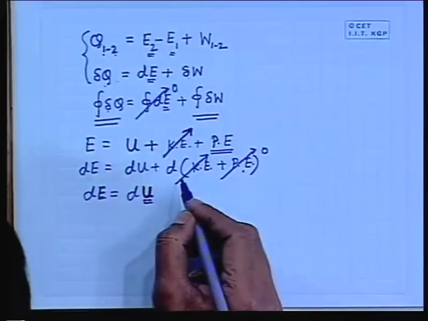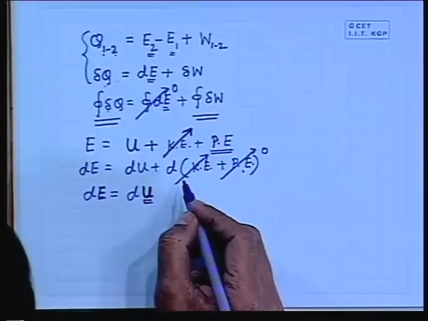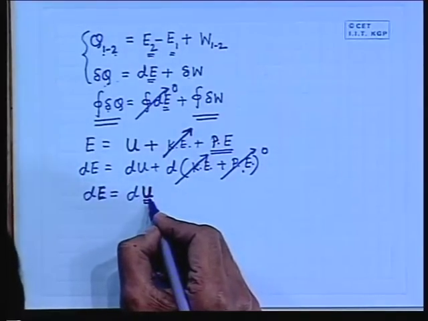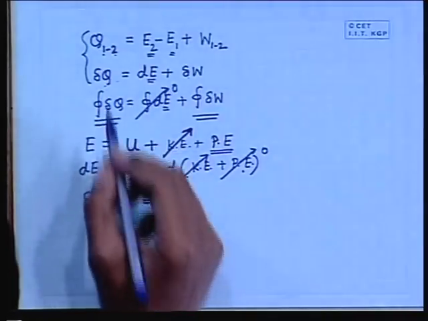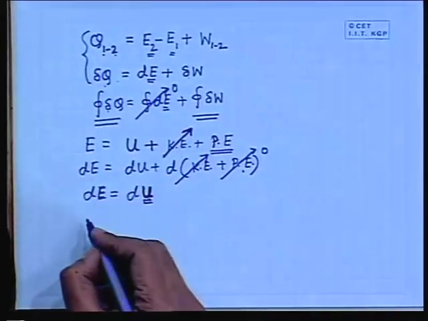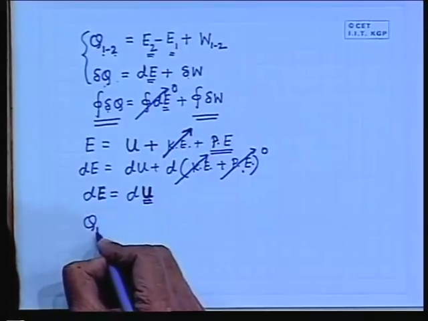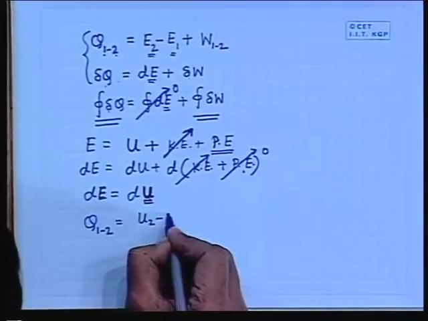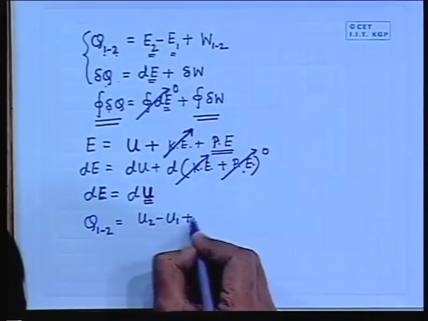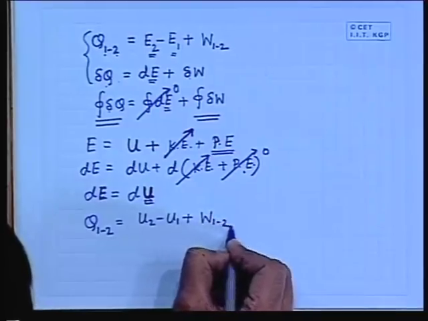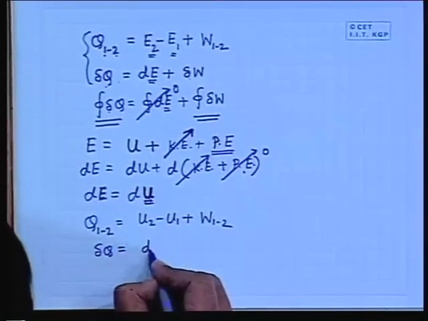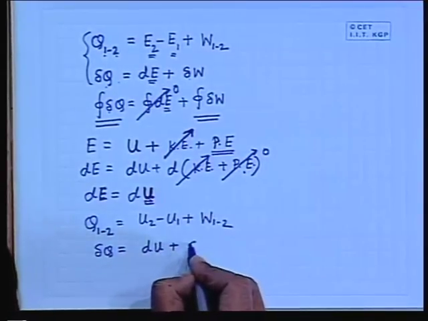So when we refer to the internal energy of a closed system, a stationary closed system at equilibrium states, we will refer to U only. So with this in mind, we can write then for a closed system Q12 is equal to U2 minus U1 plus W12. In differential form, delta Q is dU plus delta W.